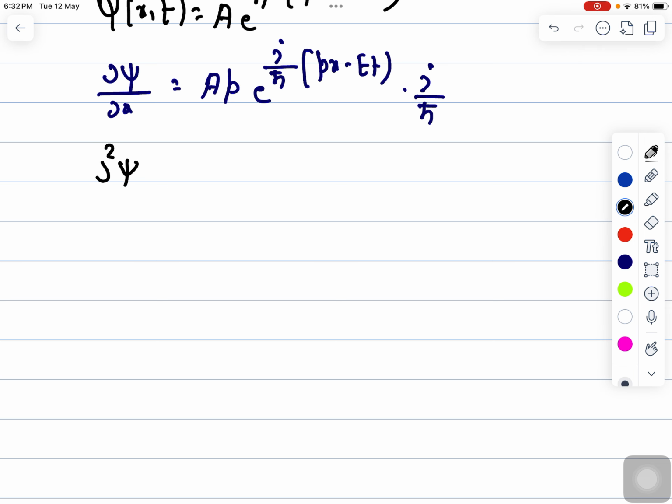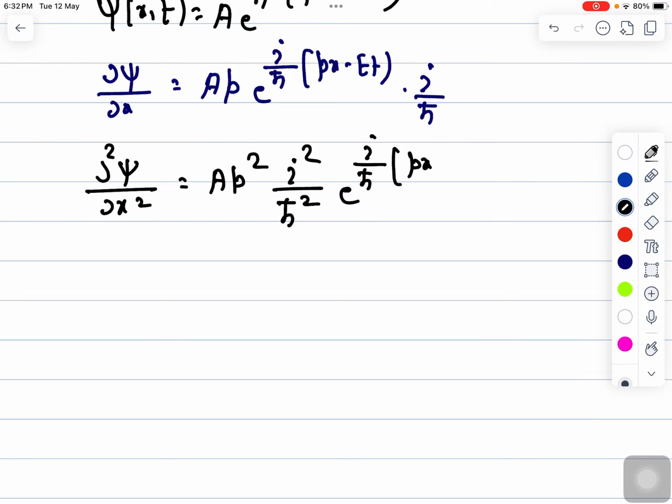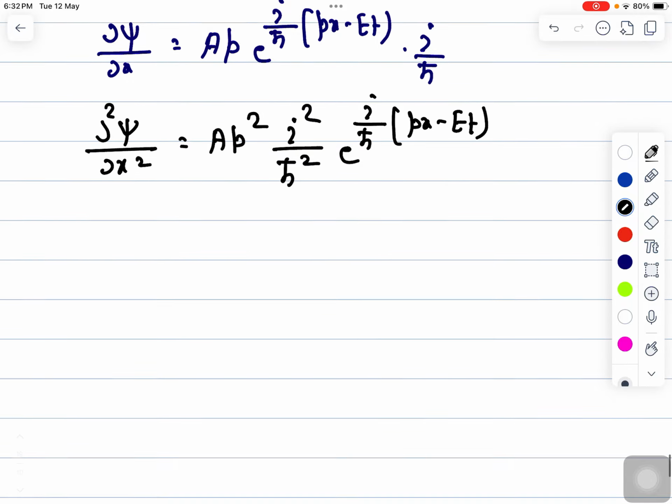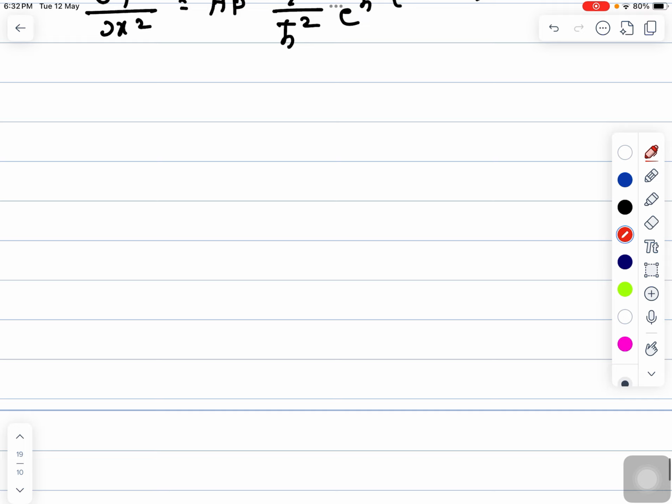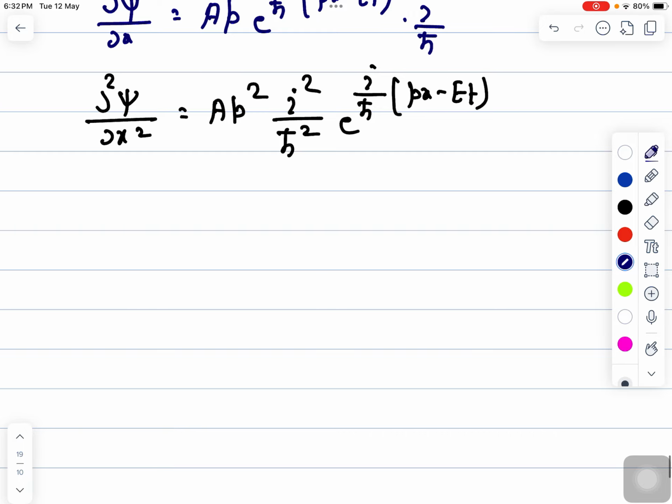Then I'll differentiate two times, del 2 psi by del x square. That is equal to, again I'll differentiate this, A p square, it will give you i square divided by h cut square, e to the power i by h cut, and then px minus Et. Is that clear? So if you see the above thing, what is this? A e to the power of (px minus Et), that is equal to psi.